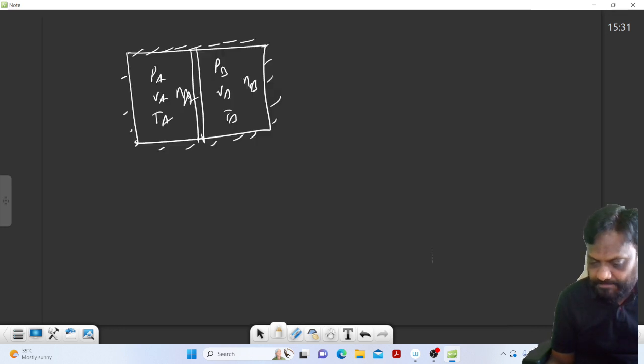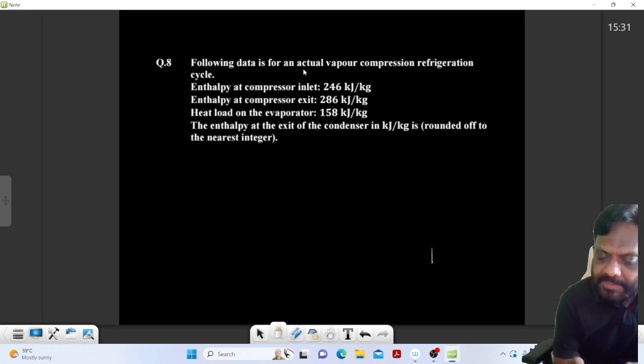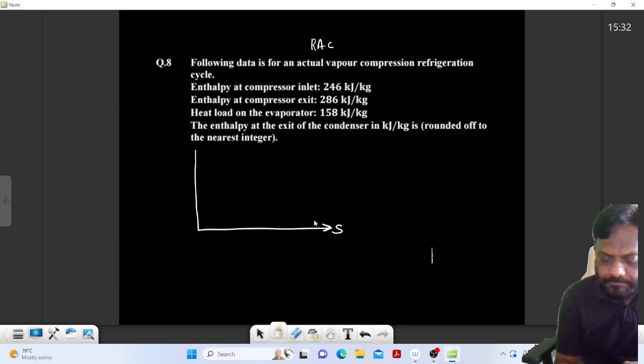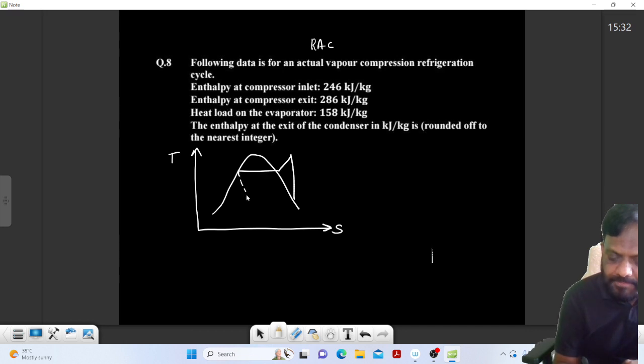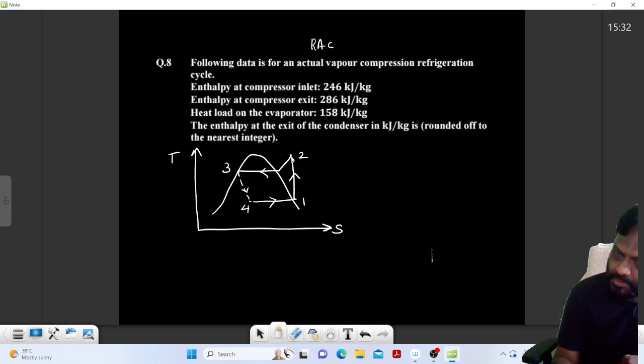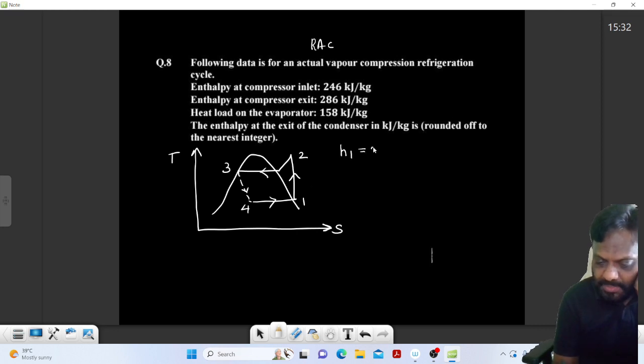Okay, next. Take this question. The following data is from RAC, refrigeration and air conditioning. A simple question, sirs. Okay, let me show you the VC cycle. This is our VC cycle. 1, 2, 3, 4. Compressor inlet, compressor outlet. Condenser inlet, condenser outlet. Expansion valve inlet, expansion valve outlet. Evaporator inlet, evaporator outlet. Look, the enthalpy at compressor inlet, H1, is 246. And the enthalpy at the compressor exit is 286.